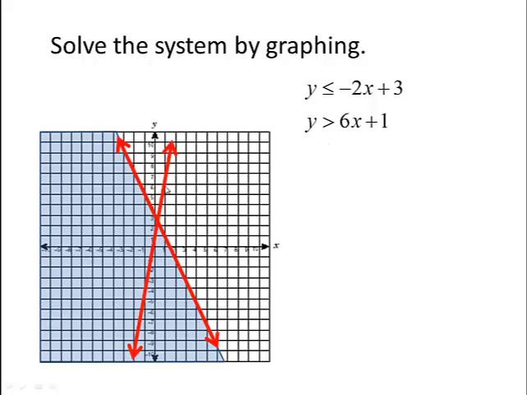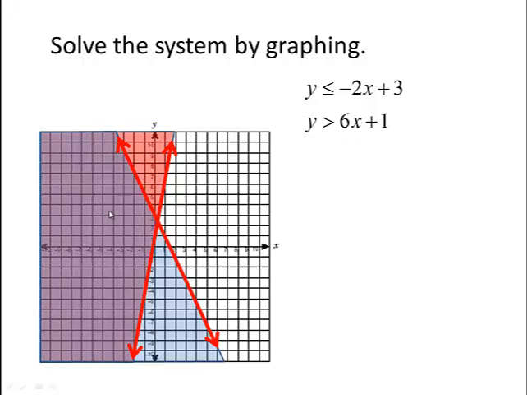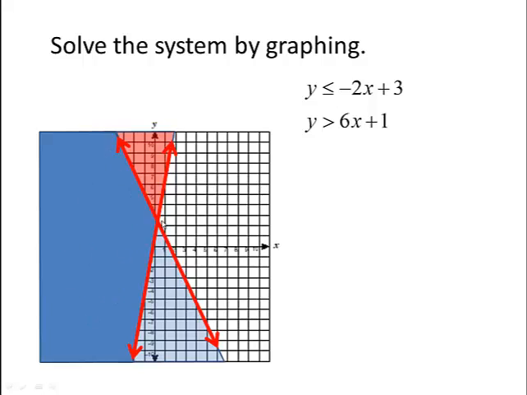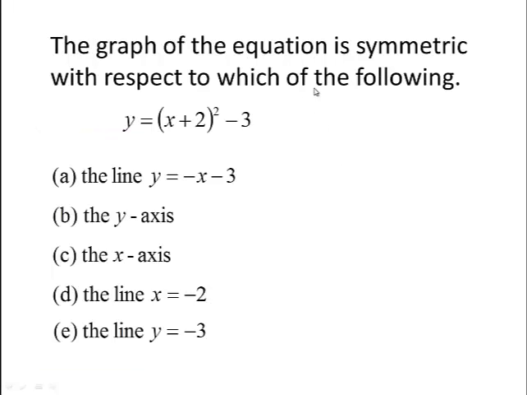And this one should be a dashed line because there's no equal sign on this. And then you shade up on that one. And where you're really shading is this part right here. And just remember that this line here with the positive slope has to be a dashed line because there's no equal sign on the inequality.